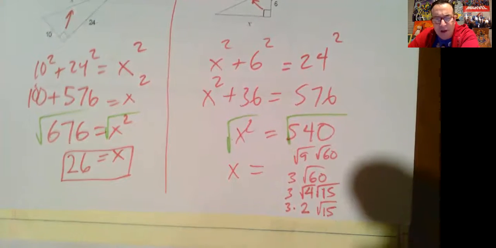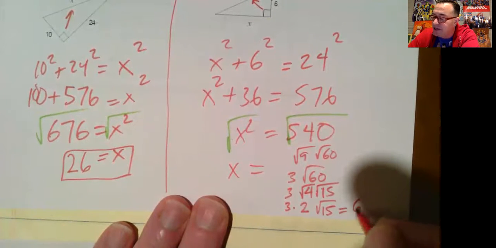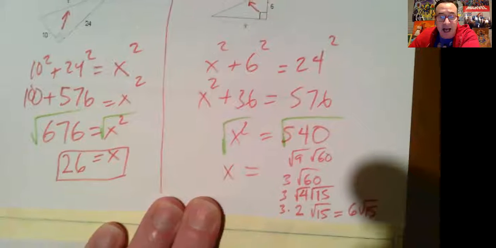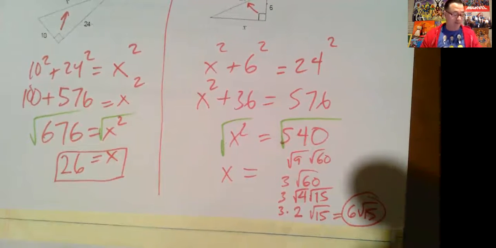Now, 15 can only break down into 3 times 5. So this is not going to go anywhere after this. 3 and 2, if I put those together, my final answer for this is 6 square root of 15. And that is going to be my final answer for this third side in simplified radical form.